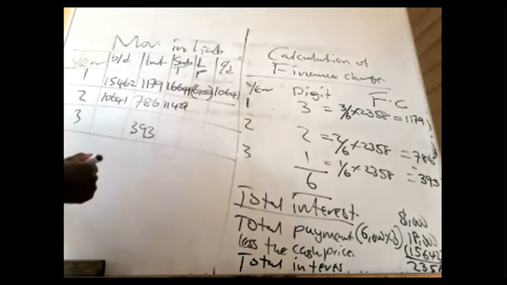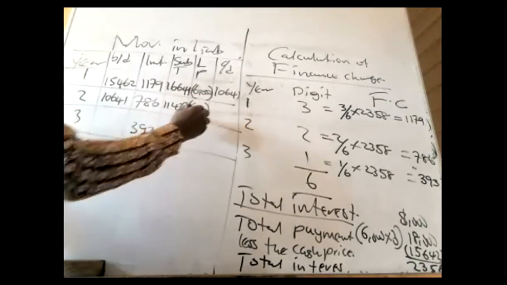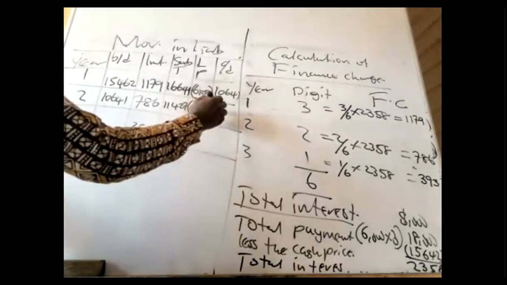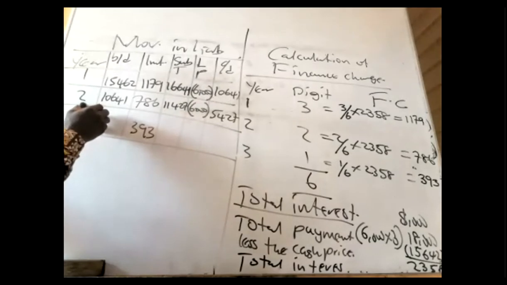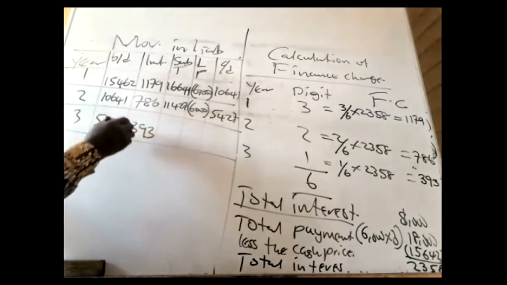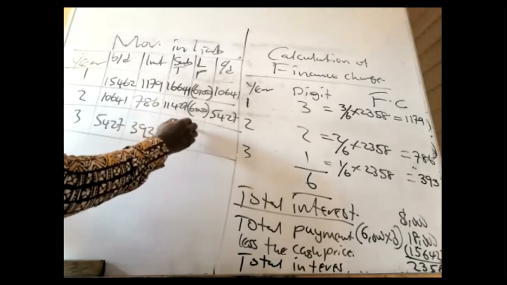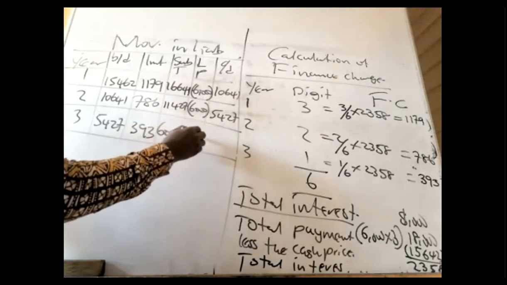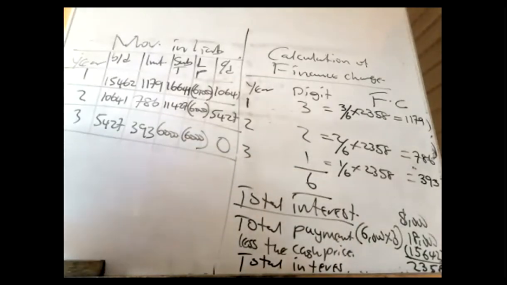11,427. You take our 6,000 from it. You get 5,427. You come here, 5,427. We add this, you get 6,000 exactly. And you take 6,000 from it, you get 0. Always the closing balance should be 0. When you add it to this, you might get 6,000 exactly.